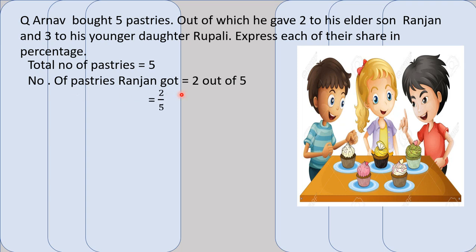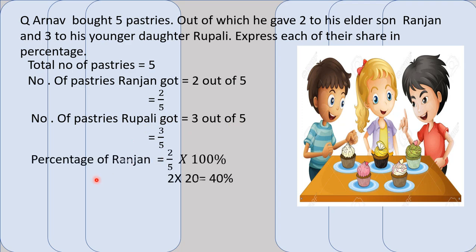Now the number of pastries Ranjan got, he got 2 out of 5. So the fraction for this we can write as 2 out of 5. So 2 by 5 is the fraction. Similarly, the number of pastries Rupali got is 3 out of 5. So the fraction is 3 by 5. Now the percentage of Ranjan is equal to 2 by 5 into 100%. So 5 ones are 5, 5 twos are 10 and 0. So we get 2 into 20, that is equal to 40%.